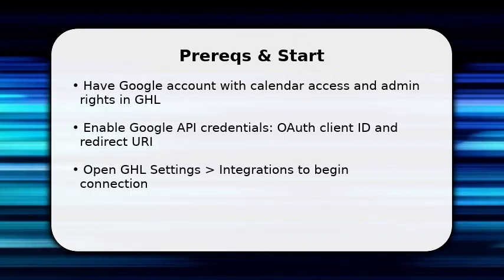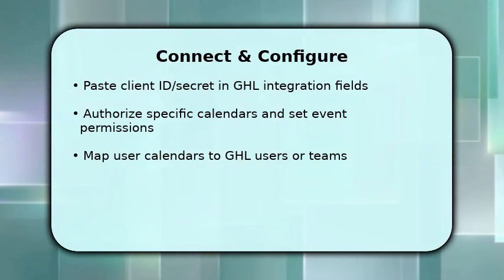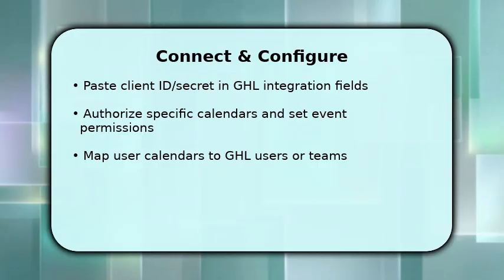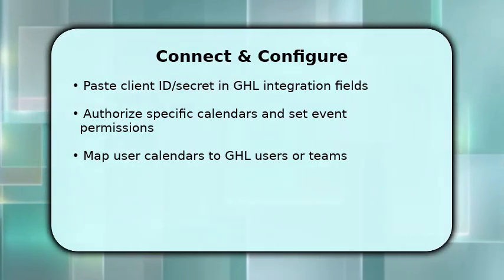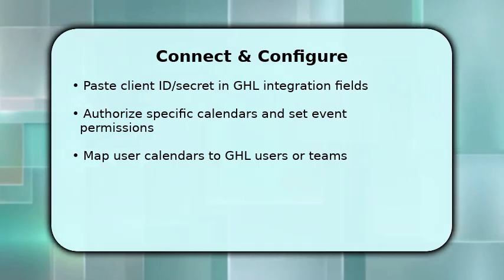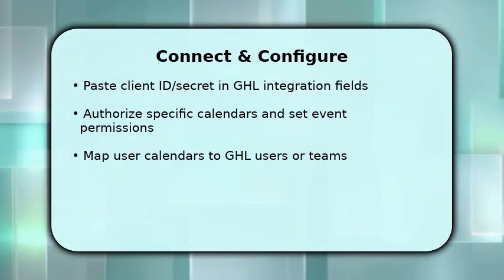This establishes the secure handshake, so GHL can read and write events on your calendars. Next, paste the OAuth client ID and secret into the GHL Google integration and click Authorize. You'll be prompted to pick which Google account and calendars GHL may access. Grant only necessary permissions so events sync correctly.